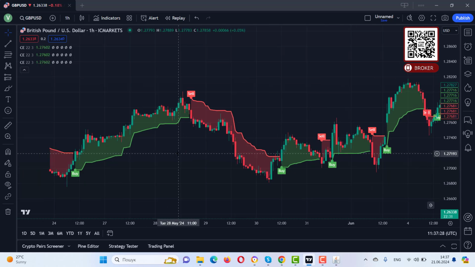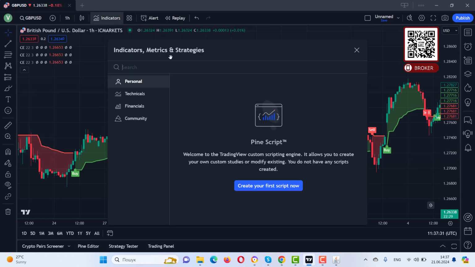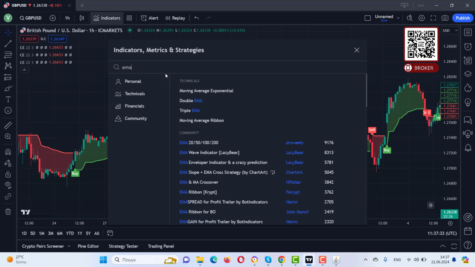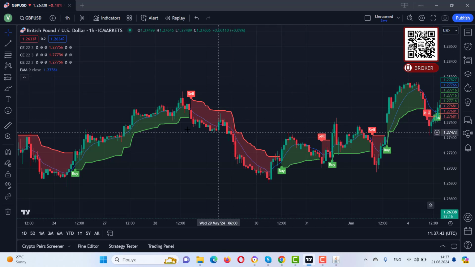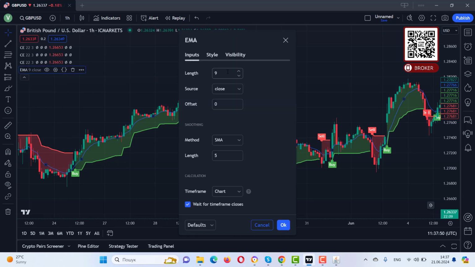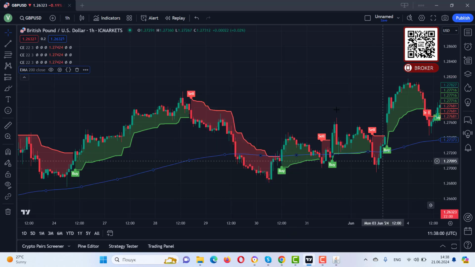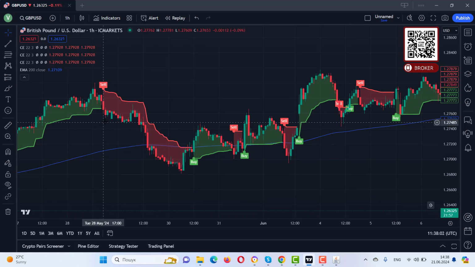Let us add another indicator to our chart. This is our exponential moving average. We are adding it. Next, you need to adjust some settings on it. Set the period to 200 and save. This is what we need to consider.